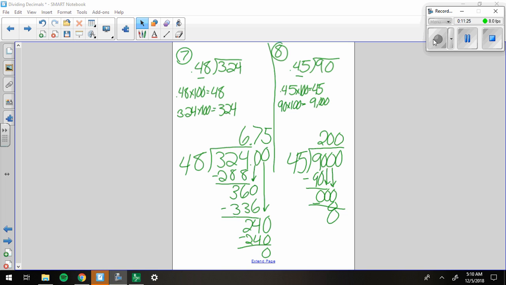And then we just pull down those zeros. It goes into zeros 0 times. We go to the end with zeros. 45 goes into 9,200 times. 45 hundredths goes into 90 200 times.